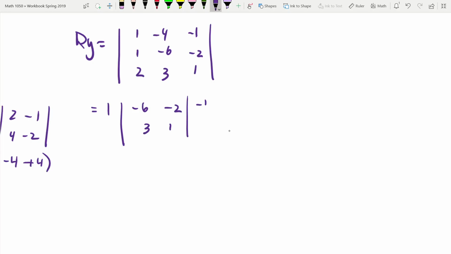The next number is a 1. Change the sign. Get rid of the row. Get rid of the column. 4, negative 1, 3, 1. The next number is a 2. Don't change the sign. Get rid of the row. Get rid of the column. Negative 4, negative 1, negative 6, negative 2.